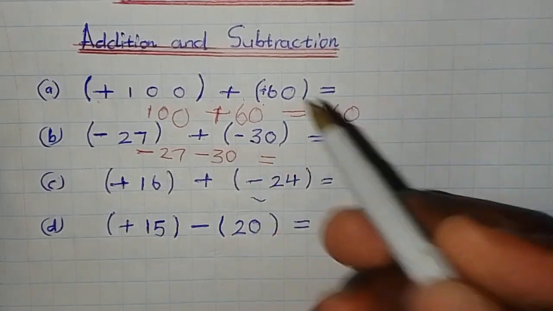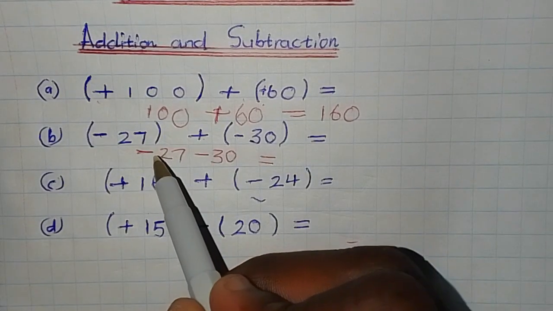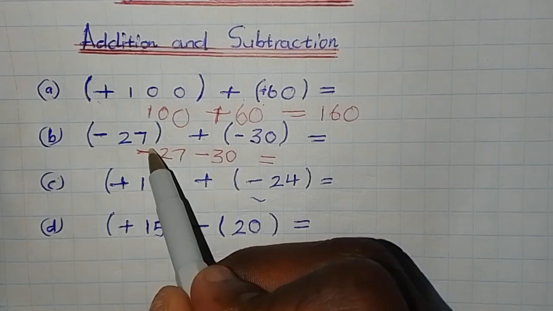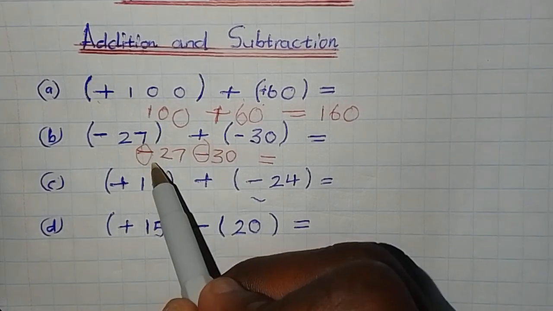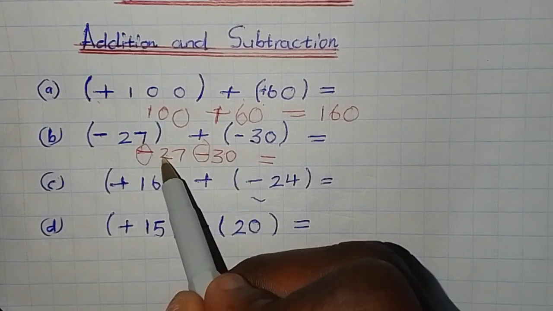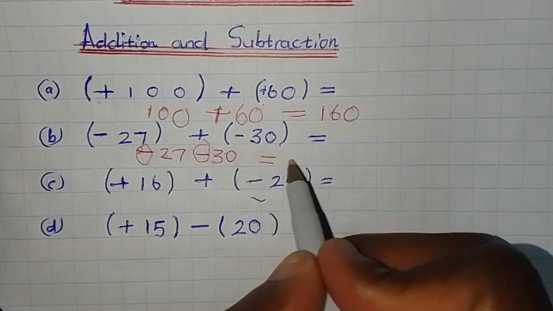What do we get, guys? Remember, we say that if the signs are the same, we have to ignore the signs. The signs are the same here. Let's ignore them. Then we add the two numbers. 27 plus 30. That's 57.